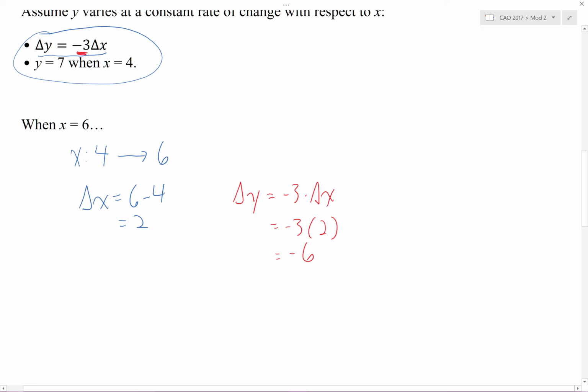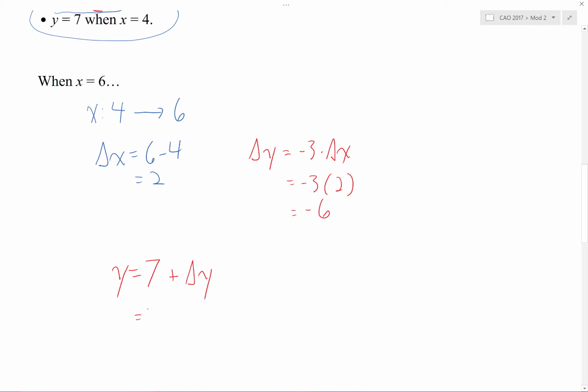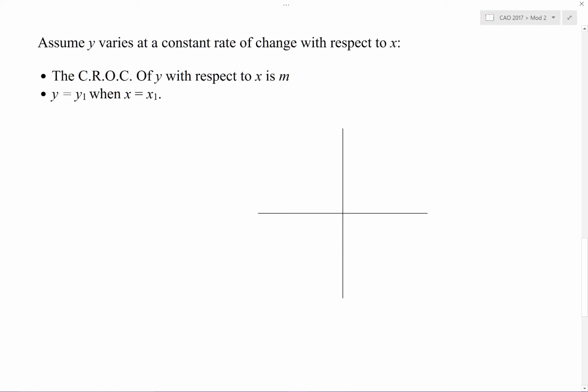Therefore, when x equals 6, y is equal to the initial value of y, which is 7, plus however much y changed by. So the value of y when x equals 6 is 7 plus -6, which is equal to 1. So when x equals 6, y equals 1. Now we can use this way of thinking to actually determine new values of y given any constant rate of change, m, and if we have any reference point for x and y.